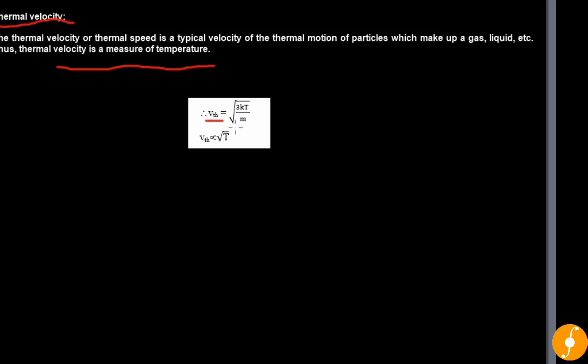This is the formula: square root of 3kT by m. T is the temperature, m is the mass of the piece of material, and k is the Boltzmann constant. Because k is a constant and mass always remains constant, and 3 is also just a number, we can say that thermal velocity depends on the square root of temperature. So this is all about thermal velocity.